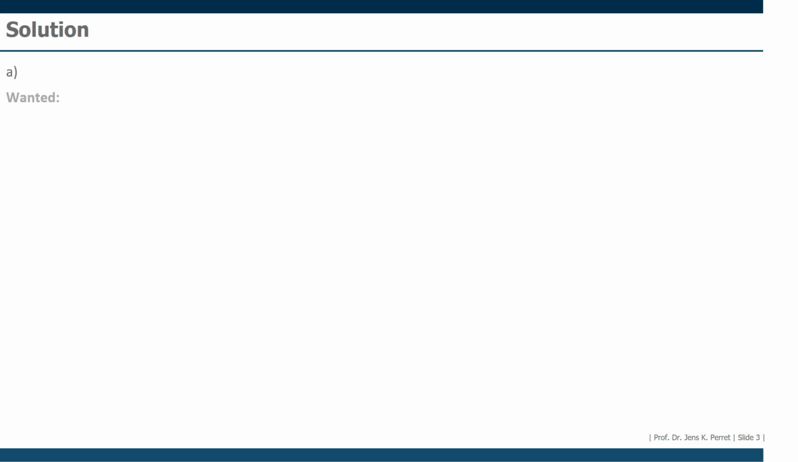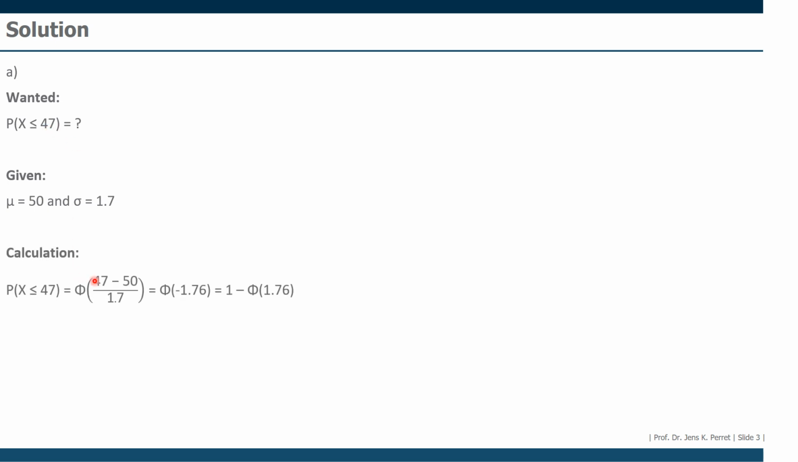Here the question was on the necktie being too short, so being shorter than 47 centimeters. And we know the average, the mean is 50 centimeters, the standard deviation 1.7 centimeters. So we can start by standardizing the 47 centimeters by subtracting the mean and dividing by the standard deviation. This gives us a value of minus 1.76.